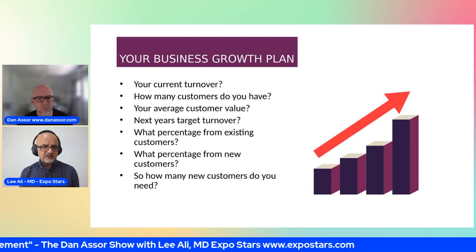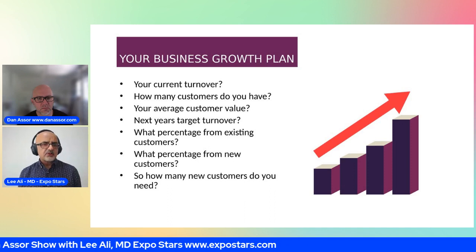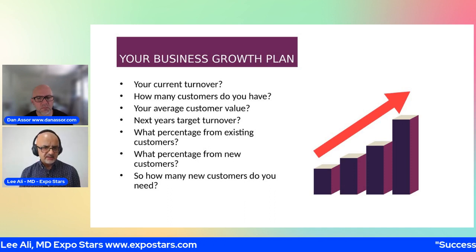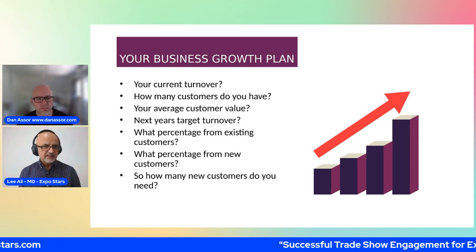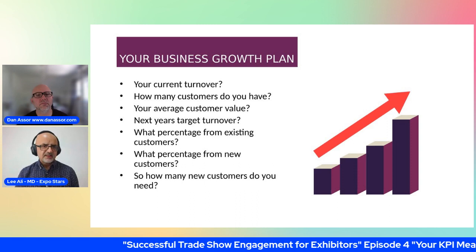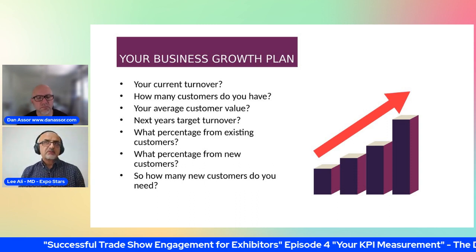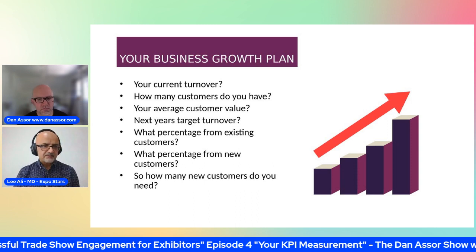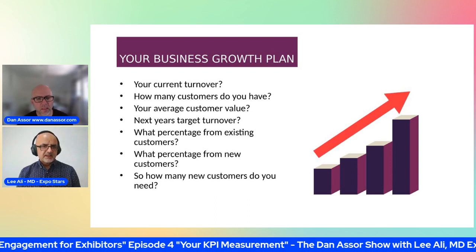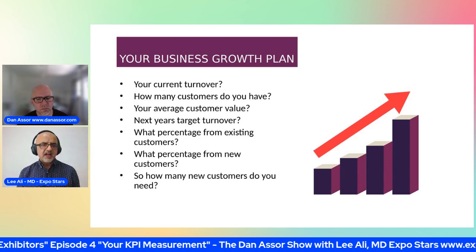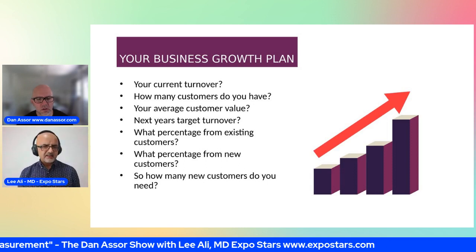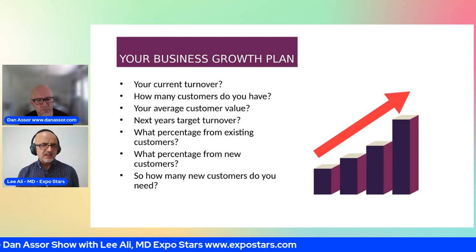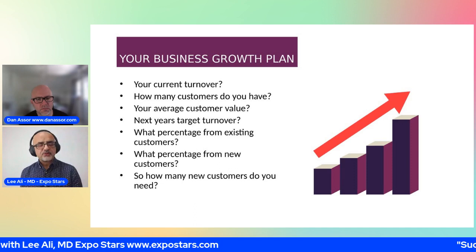So the end question is then, how many new customers do you actually need, and where do those customers come from? Okay, is it going to be your digital marketing? Is it going to be your exhibitions? Is it going through your key partners, for example, or your resellers? So once you've got how many new customers you need, then you can start planning, okay, how are we going to get those, and what percentage of those are going to come from trade shows.